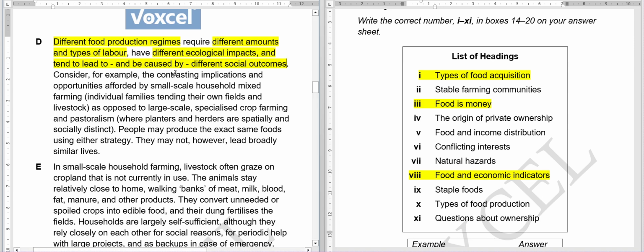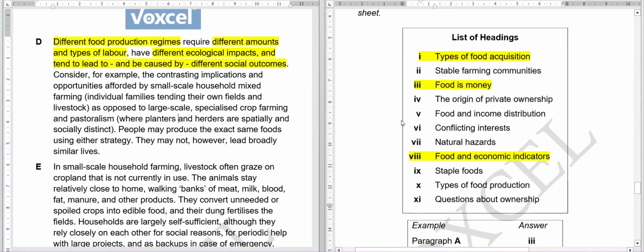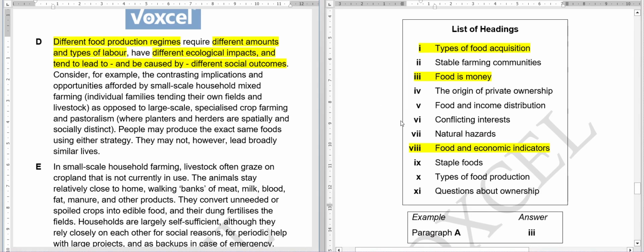So now they're saying, if you take two cases, one is the case of a family that is tending to its own fields, like plowing its own field, raising its own livestock. And second is large scale industrialized farming, where they have hired people or specialists to do different kinds of things. So they can both produce the exact same food using either strategy, but they will not lead the same life, broadly speaking. Hope it is clear what this paragraph refers to. Now you have again 10 seconds and your time starts now.